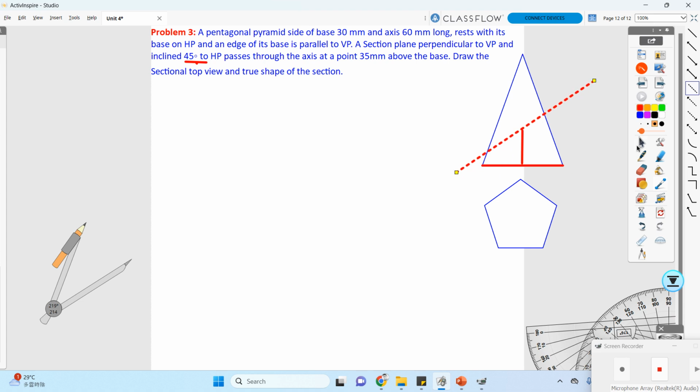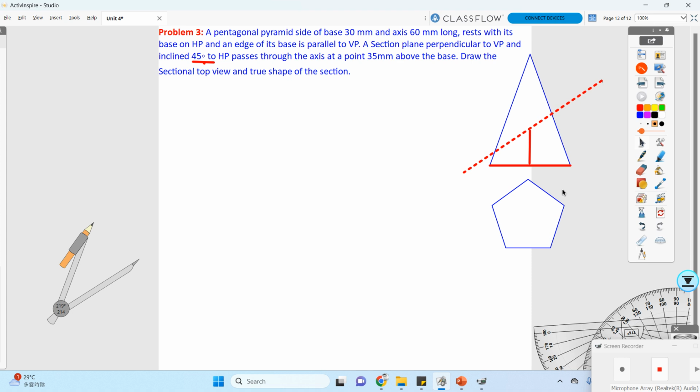If you cut from this point, how will your top view look? They have asked you to draw the sectional top view and what the true shape looks like. You will develop a true shape over here. So this is the question outline. You are going to develop this in a paragraph. So this is the outline of this question. Now we are going to develop the condition.